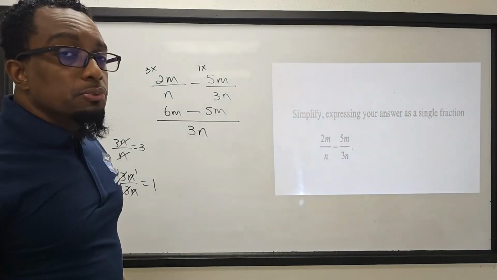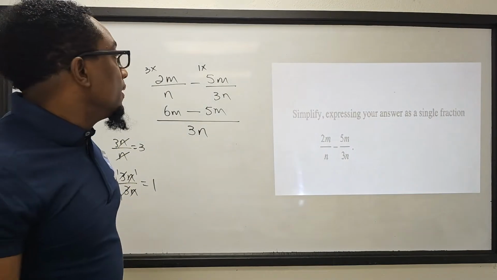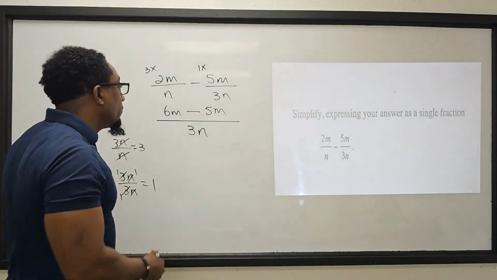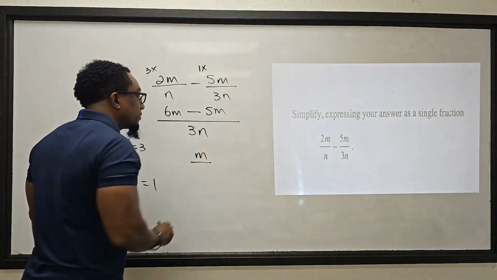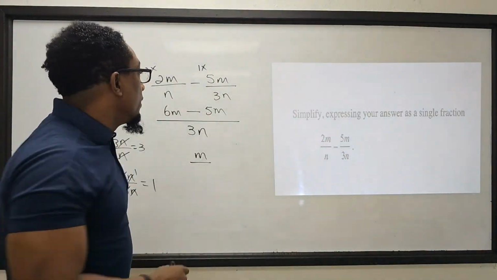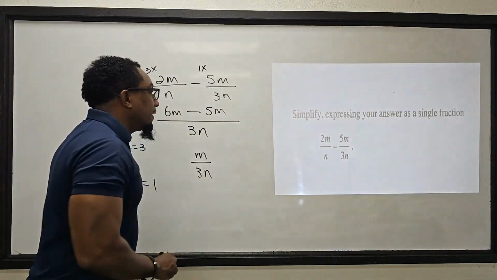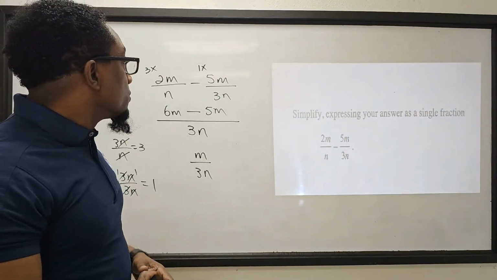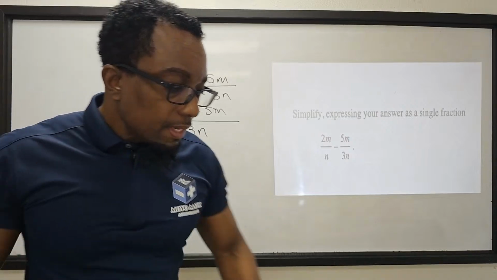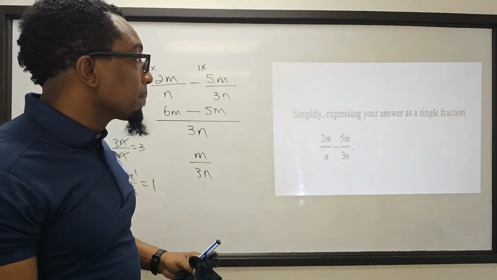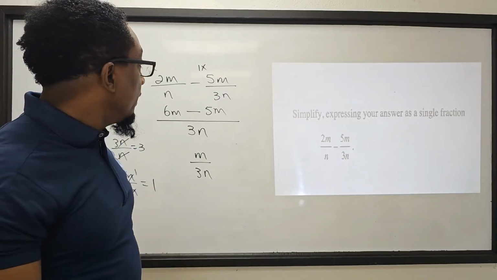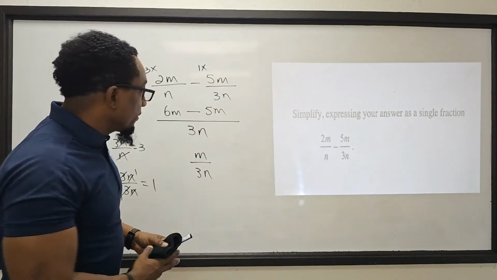And of course, I want to simplify my numerator. Clearly, 6m subtract 5m, they are like terms. This will give me 1m or m. So if you want to put 1m, no problem, all over 3n, and that will be my answer. Nothing else can be done. So making sure that we can simplify algebraic expressions involving fractions when we are adding or subtracting. Okay? Let's look at another.